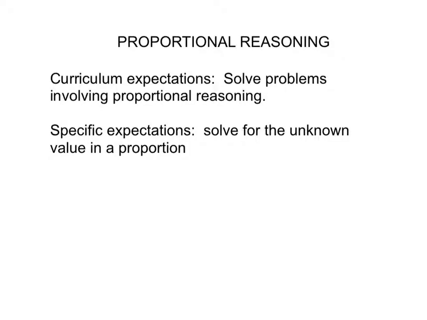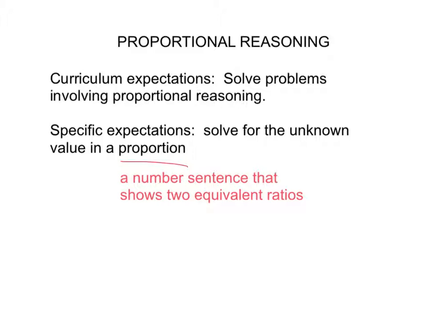Today we're going to be looking at a problem that involves proportional reasoning. And we are going to solve this problem using proportions. Well, what is a proportion? A proportion is a number sentence that shows two equivalent ratios. It's a name that we give to a statement that says two ratios, or fractions, are equal. If the ratios are the same, it means they are in proportion to one another.